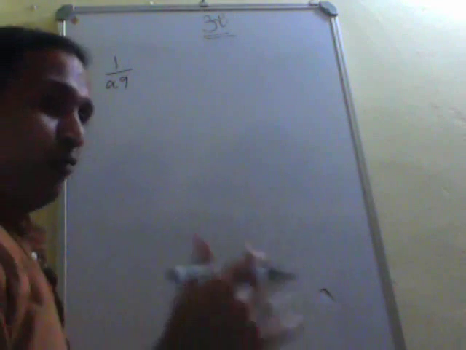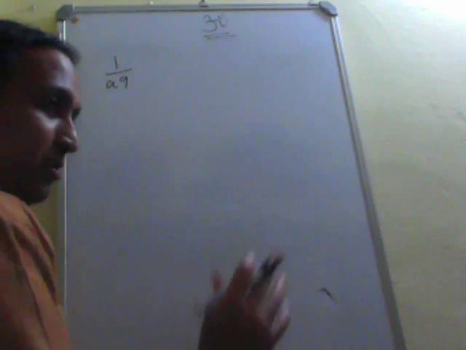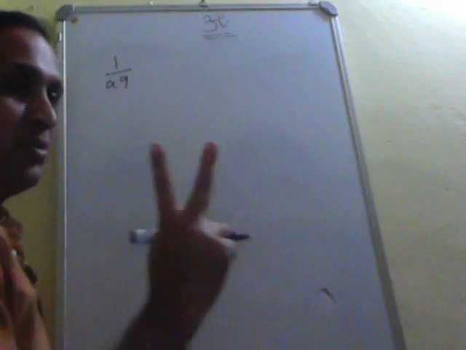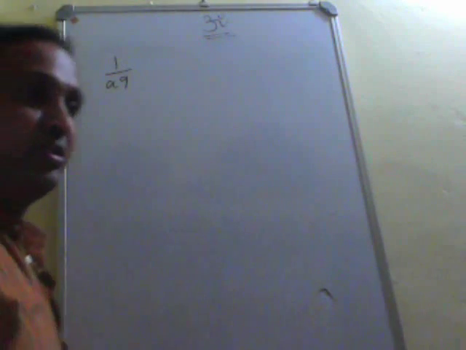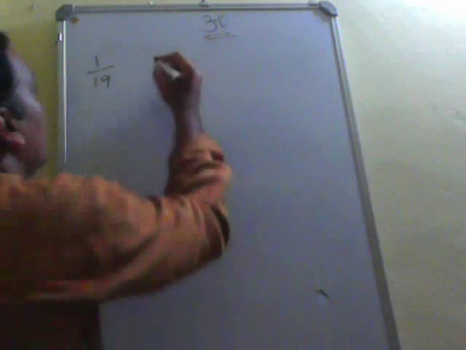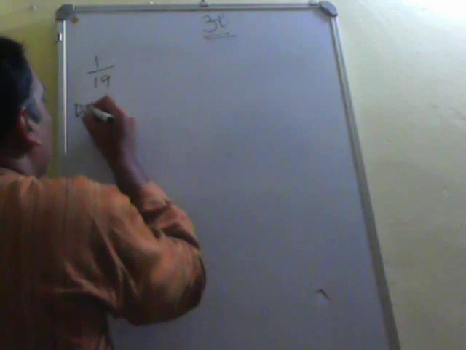For others, if you want to try, there is a trick. We will show you how to convert it. Here there are two methods. One is called the division method, and another one is called the multiplication method. So we will do that. First, let us take 1 by 19 and do the division method.